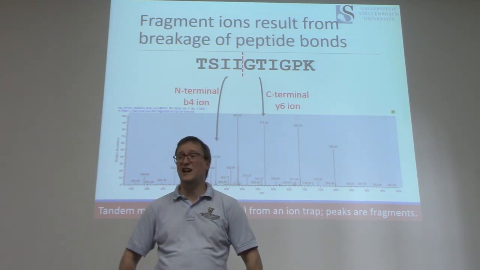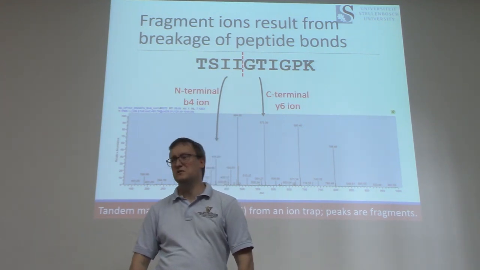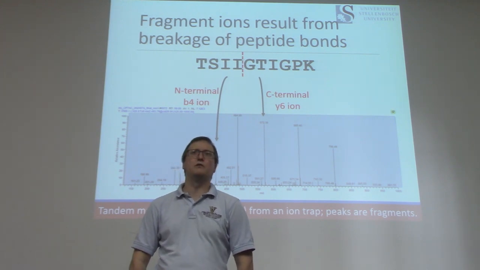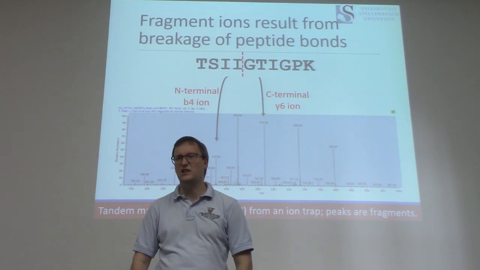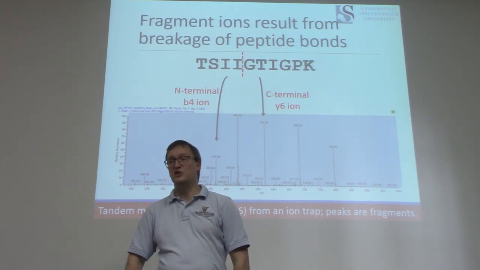Okay, its mass is 113. That's a good one to know just because it's so popular. The other one I would really love for everyone to know would be glycine, the very smallest of the amino acids, just a hydrogen side chain. That's 57. These are residue masses.